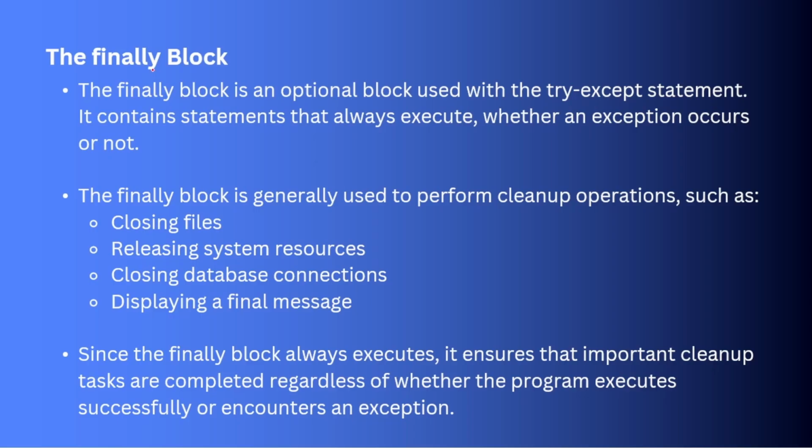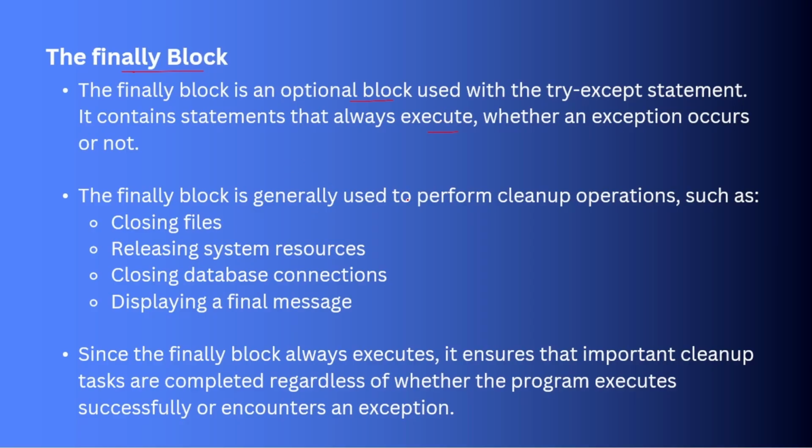Okay, so the next topic is the finally block. The finally block is an optional block used with the try except statement. It contains statements that always execute, whether an exception occurs or not. All those statements that we want to be executed, irrespective of whether the code was run smoothly or whether an error occurred, are put inside the finally block. So why do we need this finally block?